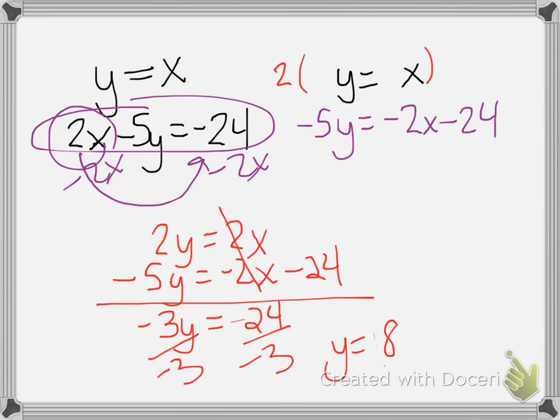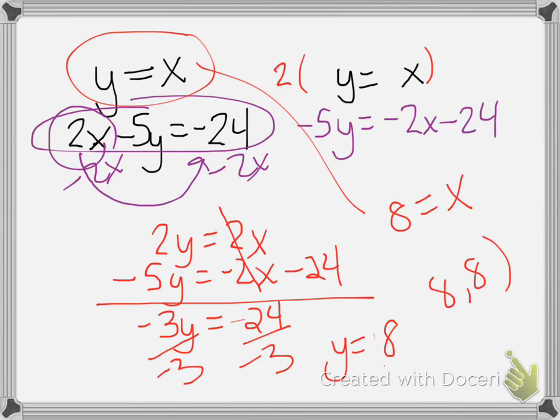Okay, so 8. And then I'm going to replace it into one of the equations. And the easiest one is this one. So if y is 8, then if I replace that y in there, I get x is 8. And so I get 8, 8 as the pair.